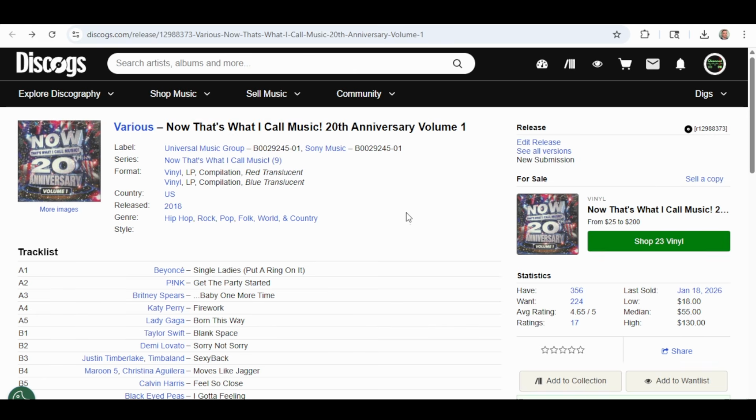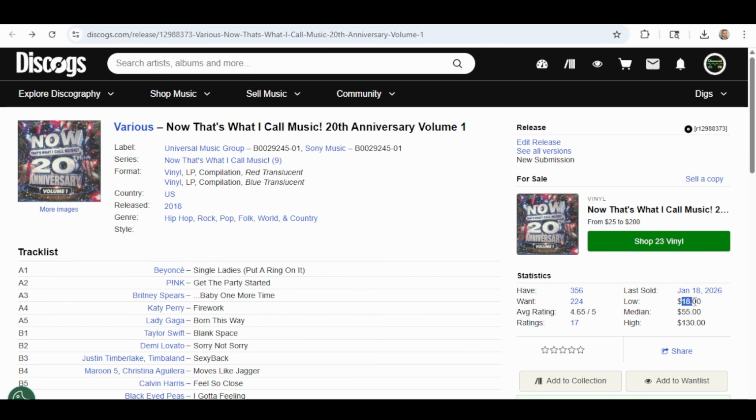So what we're looking at here is what I was just showing with the red and blue translucent. Now That's What I Call Music 20th Anniversary Volume 1. We see over here that there are 23 available to shop from, and we're going to look at that in a second. What I want to point out are, again, the low, median, and high, because this is where a lot of people focus when they go to price their records. From a buyer perspective, you really need to research this, because when you see this median of 55, if a seller goes straight to the median and lists it for 55, you're going to see in a second, you're being done a very severe injustice.